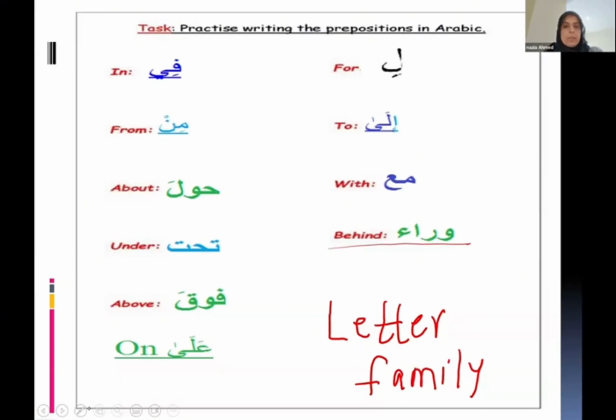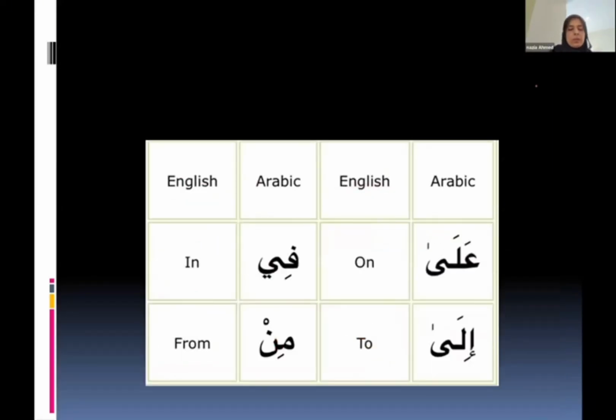So these are the prepositions, because the word preposition has the word position in it. Sometimes it gives us the position of the particular thing we are talking about. So these are members of the letter family. Ila could be translated as to or towards. They both are correct.